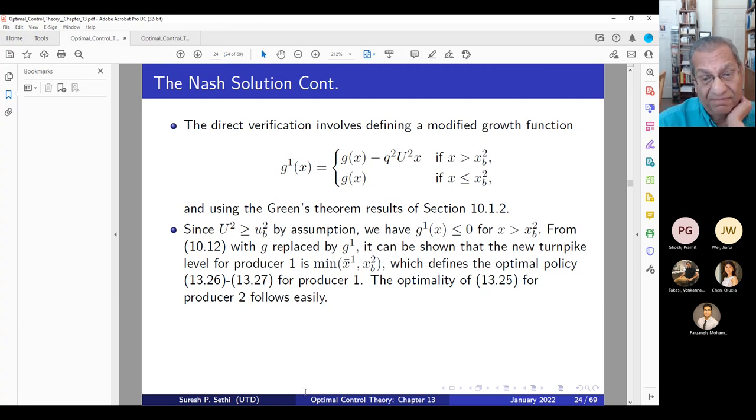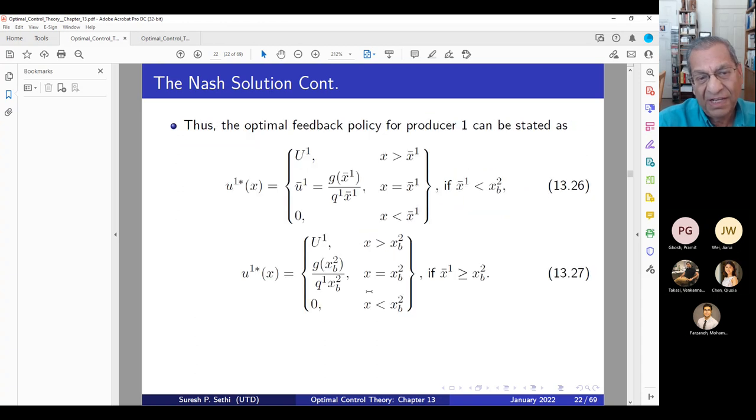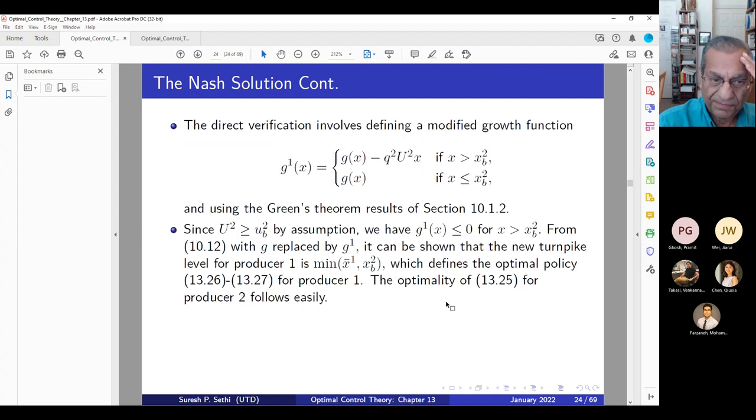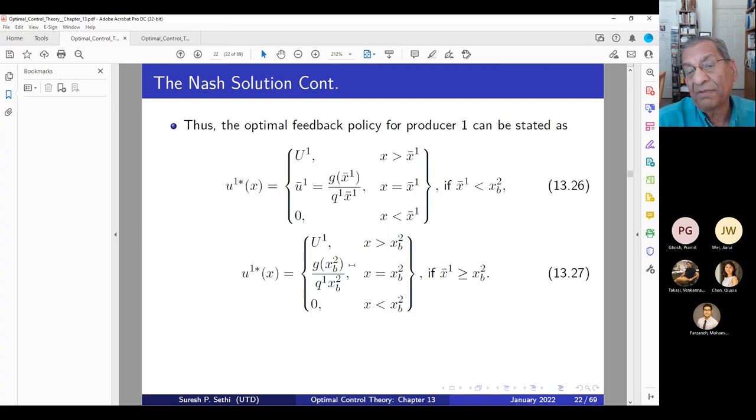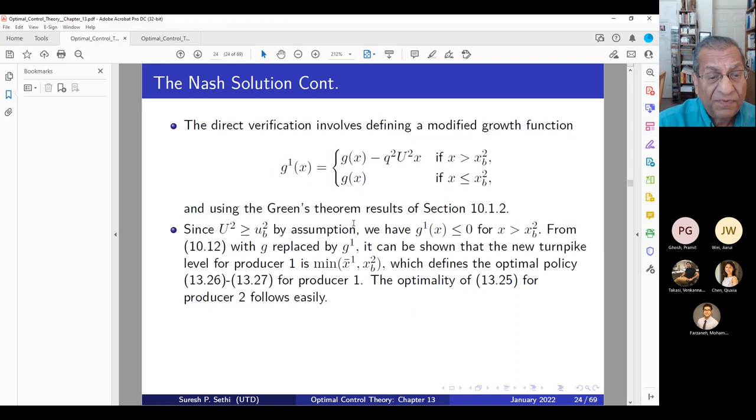And then I apply Green's theorem to this guy. I'm not going to do it, but you can sort of see the solution that I'll get will be exactly this. Okay, so we have G1 less than 0 for X bigger than XB2. G replaced by G1, it can be shown that the new turnpike level produces U1 star. That's all we have to show. Remember, Green's theorem gives you a turnpike level. Now with this G1, the turnpike level will be the min of these two guys. And once you have the min of these two guys, that and that are both part of the solution. That's then the solution of the U1 star of X. You only need to find U1 star of X by using Green's theorem. U2 is already done.